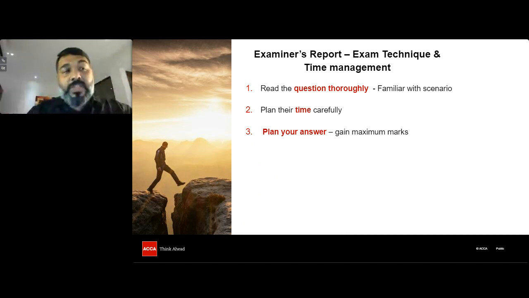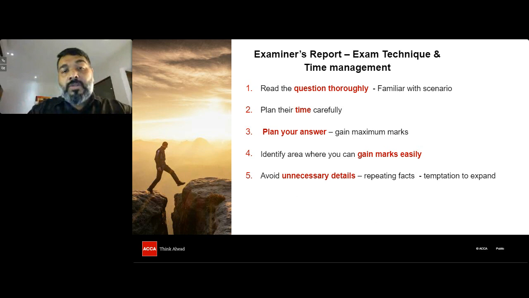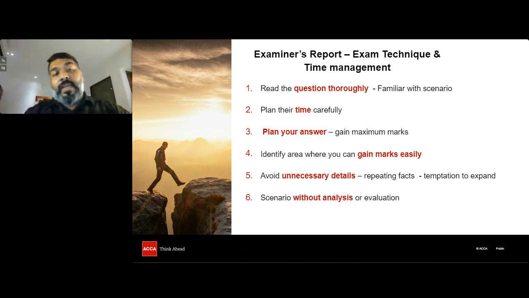Identify the areas which are easy, where you can very easily gain marks. Avoid going into detail, avoid repeating. Even if you write everything about something, you are not going to get more marks than the allotted marks. So stop where required. Candidates are tempted to expand more and more, but this is not going to help. And do not just state points from the scenario without any analysis or evaluation.